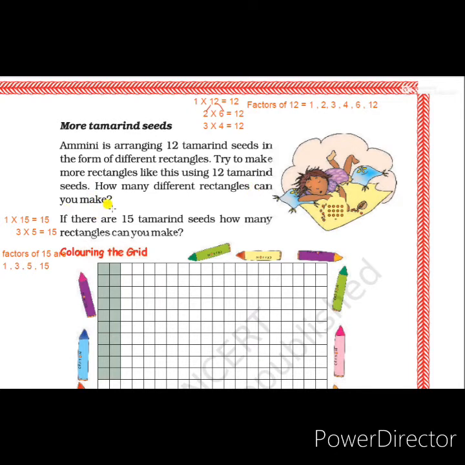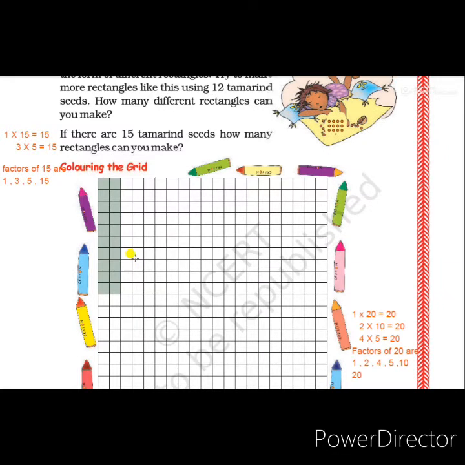Here Amni has 12 tamarind seeds. She made one type of rectangle. See, that is shown in the picture. First line 4 and 3 vertical lines. So 4 threes are 12. That is one type of rectangle she has made.